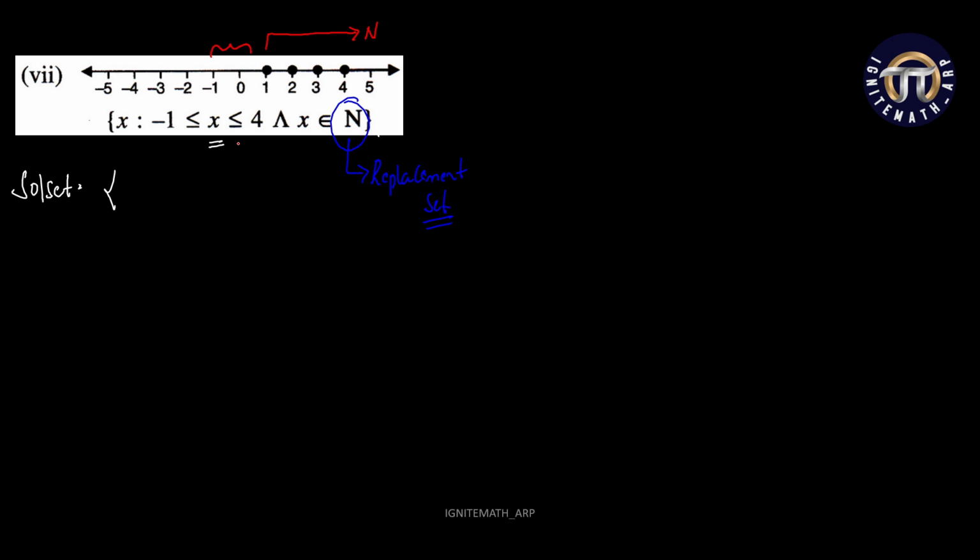And what is one more condition? Smaller than or equal to 4. So I'll come to 4. Since the replacement set is the set of natural numbers, I need to write the solution set in roster form. So I can write this as 1, 2, 3, 4. Why is 4 included here? Because x is smaller than or equal to 4. That's why it has been taken. Simple examples. Two more examples, this is one and one more.